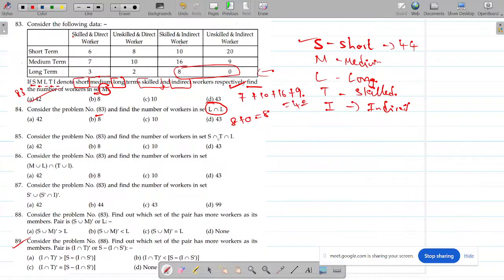85, S intersection T intersection I. S is short term, so this full content. T is skilled, I is indirect. So skilled and indirect. So 8. Sorry, 10. Right? So 10. Okay then. Shall I go for 86? So till 85 is done. 86.